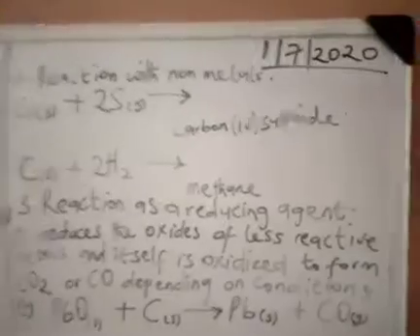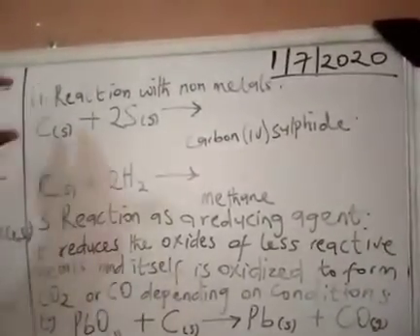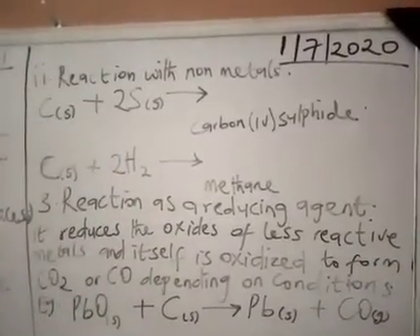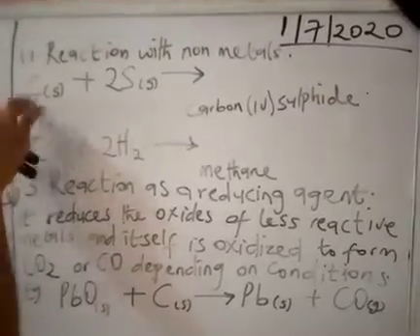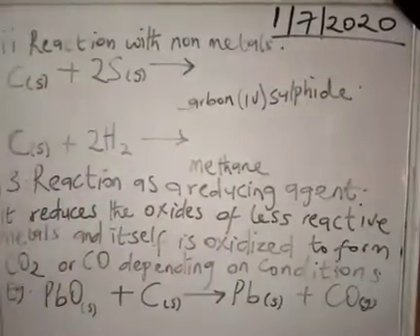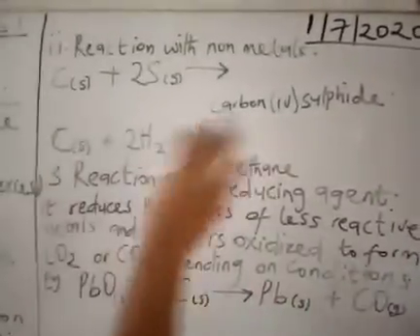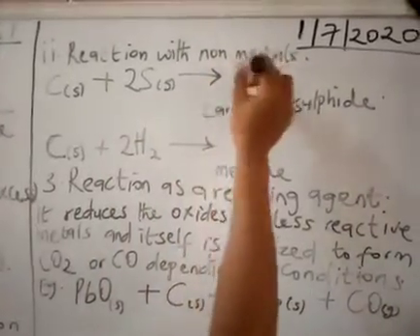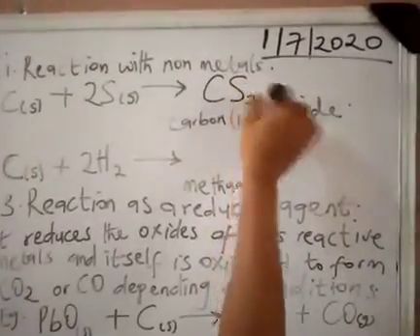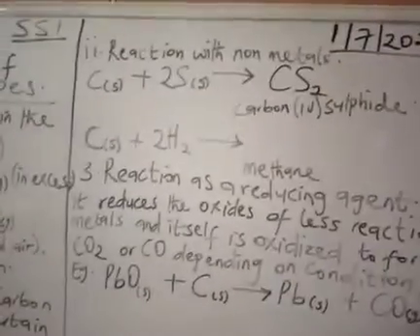Remember, when it reacts with metal, it forms metallic carbides. But when it comes to non-metals, it forms other products. Now, this is carbon, a non-metal. Sulfur, we know that is a non-metal, usually from our periodic table. This will give us carbon 4 sulfide. Remember, combination to give 1.